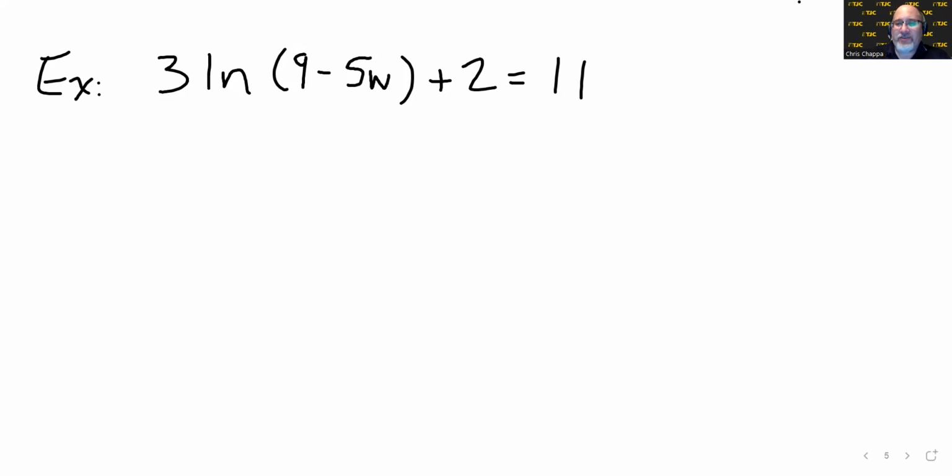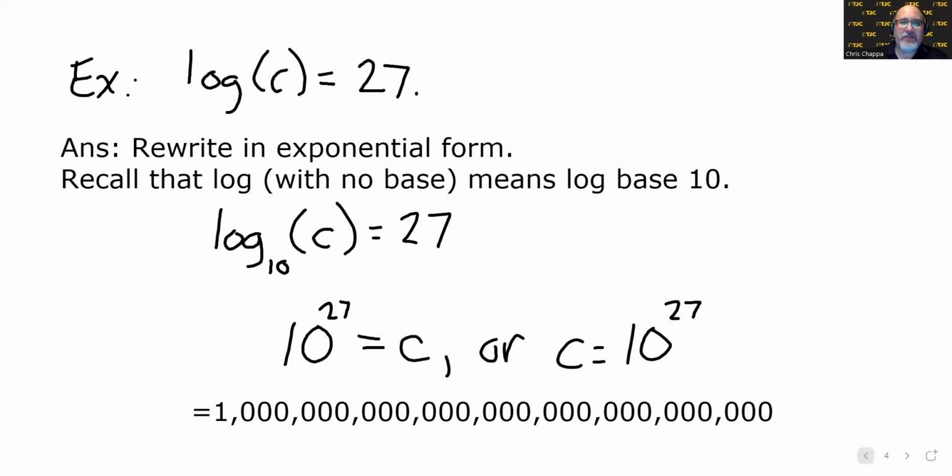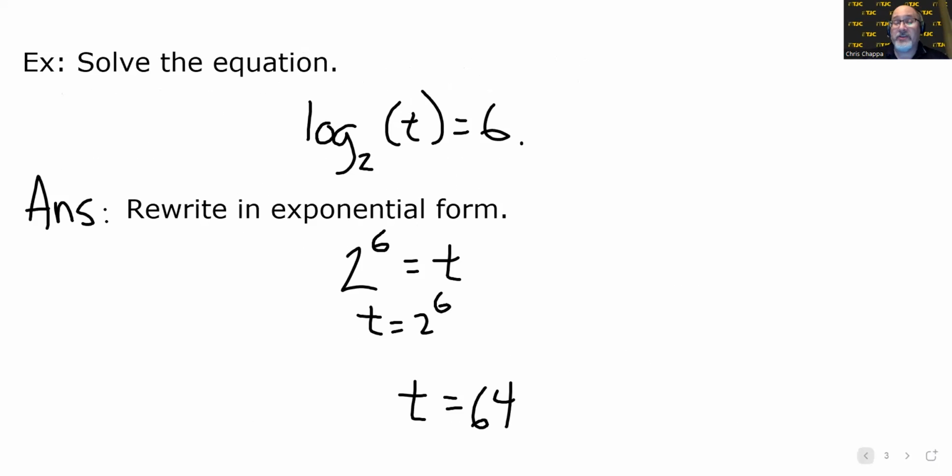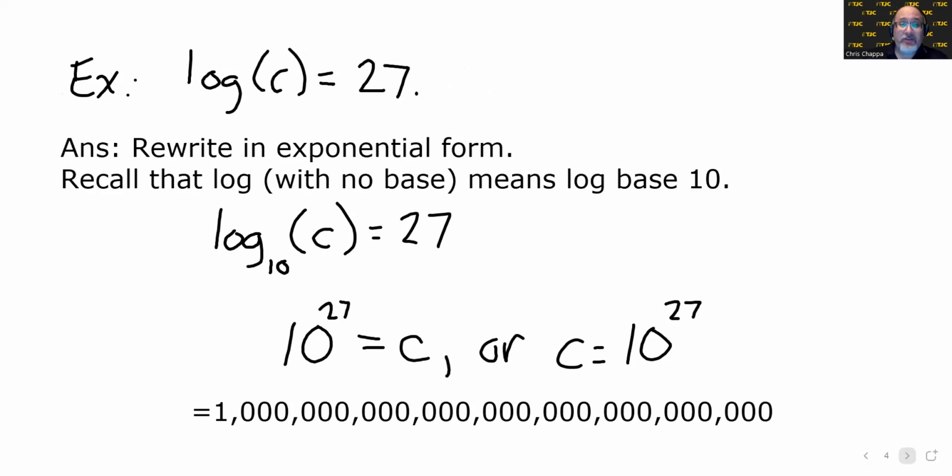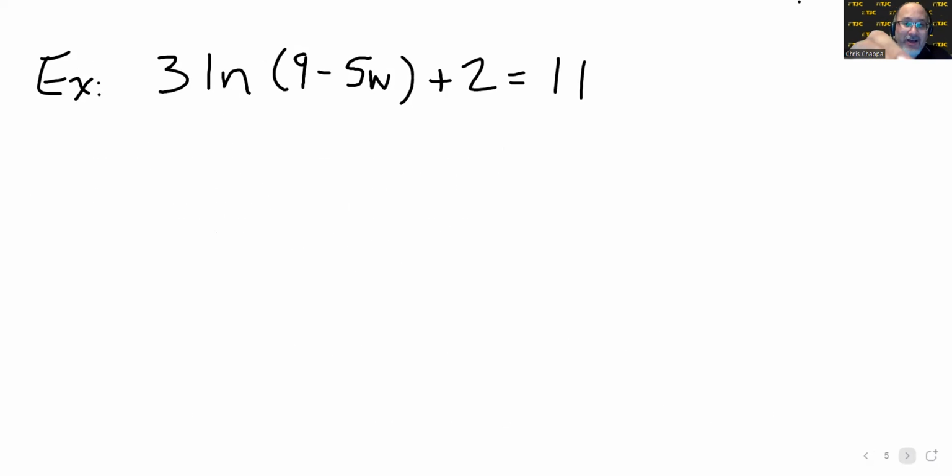Well, I think it's fairly obvious that the reason it's different is because in these first 2 examples, or the third one that we did in the homework, this log is already ready to rewrite in exponential form. This one is not. And the reason it's not is because the logarithm in this problem, the natural log, is not yet isolated. It's got the 3 multiplied in front and the 2 added to the end. So what are we going to do? Well, we're going to make up a new step to do first.